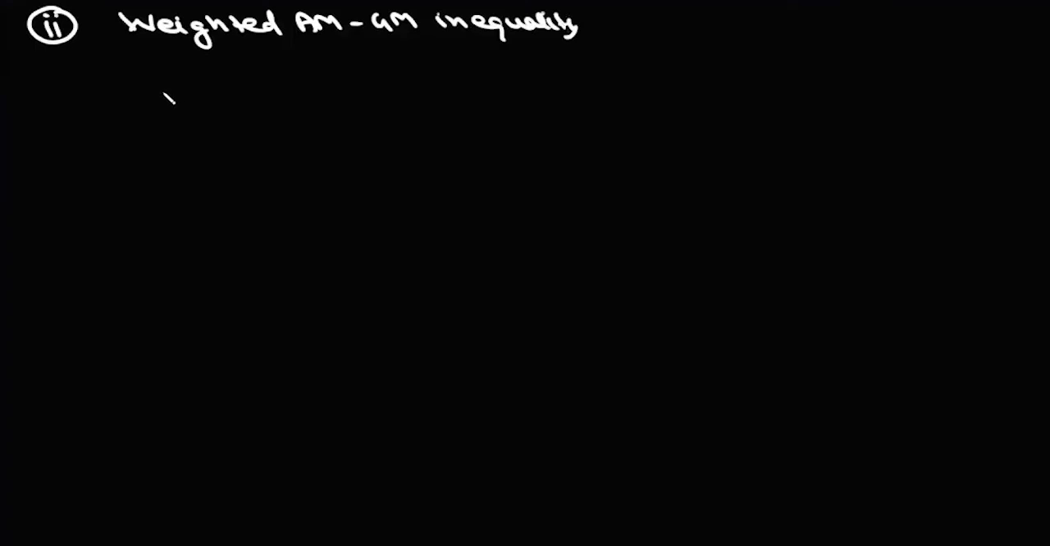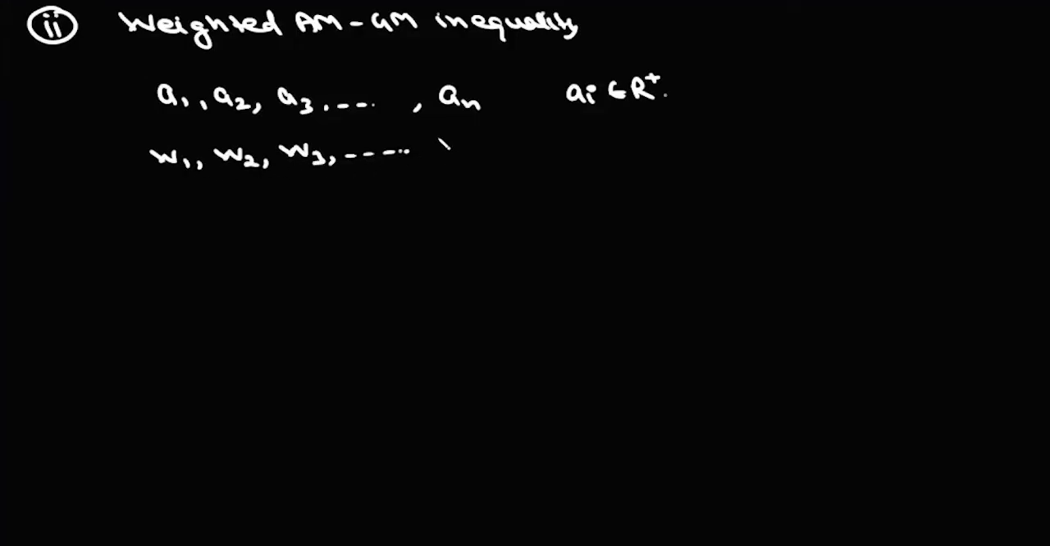Now the second inequality is the weighted AM-GM inequality. Suppose we have n positive real numbers a1, a2, a3 up to an, where each ai is a positive real number, and we have n positive rational numbers w1, w2, w3 up to wn, and we'll take them as the weights of a1, a2, a3 and an. So these wi's are positive rational numbers.